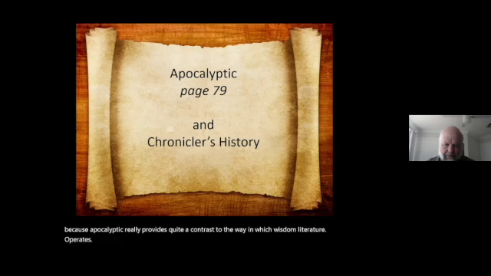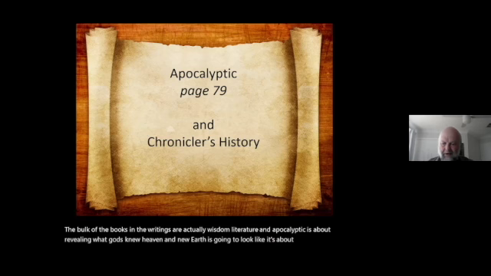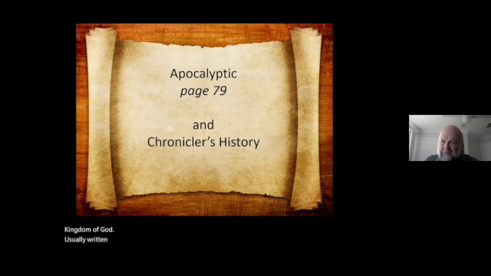The bulk of the books in the writings are actually wisdom literature. And apocalyptic is about revealing what God's new heaven and new earth is going to look like. It's about the coming kingdom of God, usually written in very difficult political, social circumstances as a vision of what the promise of God might be.